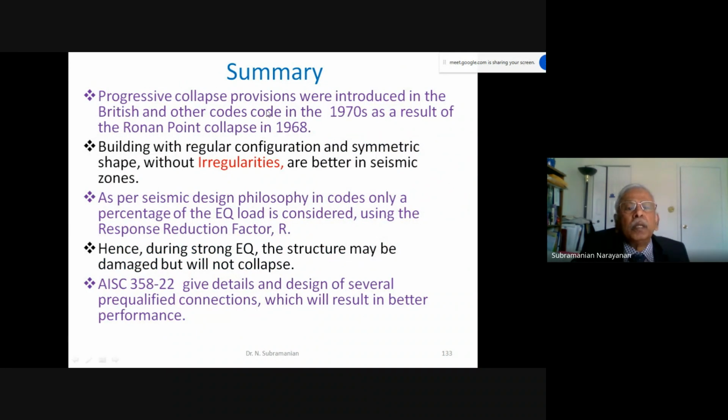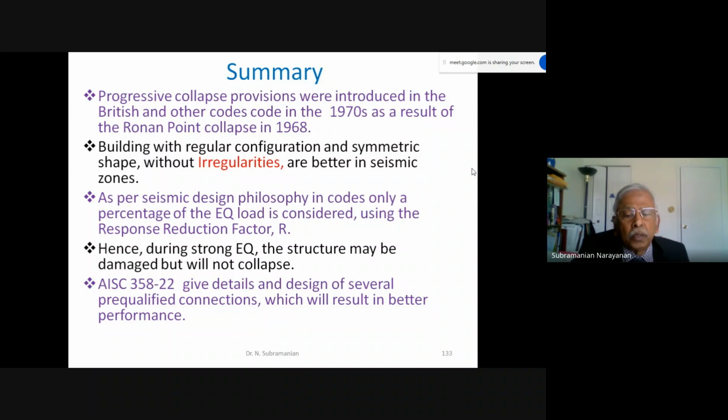In summary, progressive collapse provisions were introduced in British and other codes as a result of the Ronan Point collapse in 1968. Buildings with regular configurations and symmetric shapes without irregularities are better in seismic zones. Of course, not only in seismic zones but also in wind zones. As per seismic design philosophy in codes, only a percentage of the earthquake force is considered using the response reduction factor. Hence, during strong earthquakes, the structure may be damaged but will not collapse.